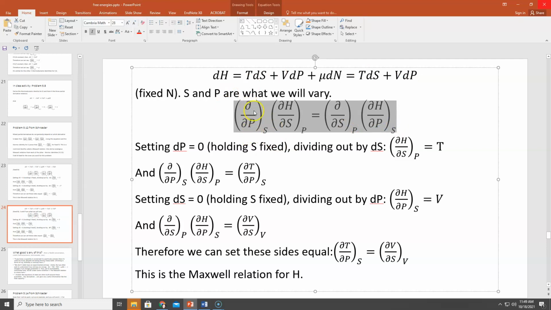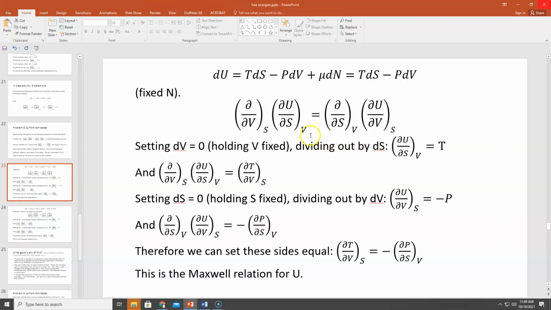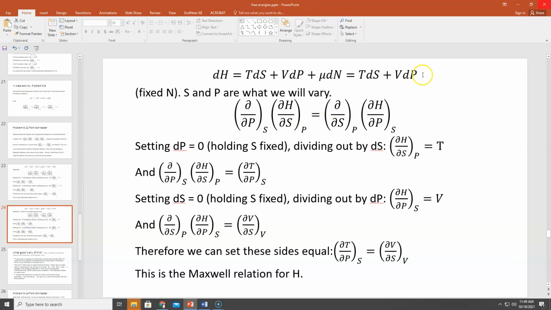Partial with respect to P holding S of partial with respect to S holding P constant, right? And then we vary the order on the other side of the equation: partial with respect to S holding P of partial H with respect to P holding S, okay? And that's because of this. The thermodynamic identity says that here S and P vary. So you'll notice that our Maxwell relationship for H holding n fixed is different from the one with U, where we varied S and V, okay? And that comes from the thermodynamic identity, okay?